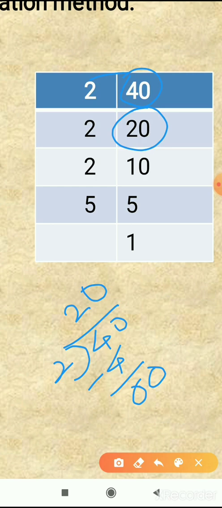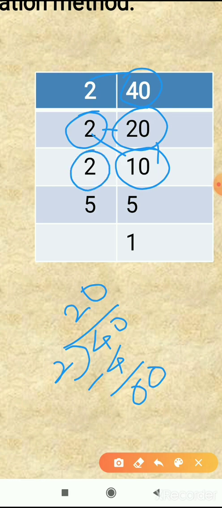20 is an even number. So again we divide 20 by 2. Okay, 2 tens are 20. 10 is a quotient. So we write 10 here. Again we divide 10 by 2. 2 5s are 10. 5 is a quotient. So 5 we write here.